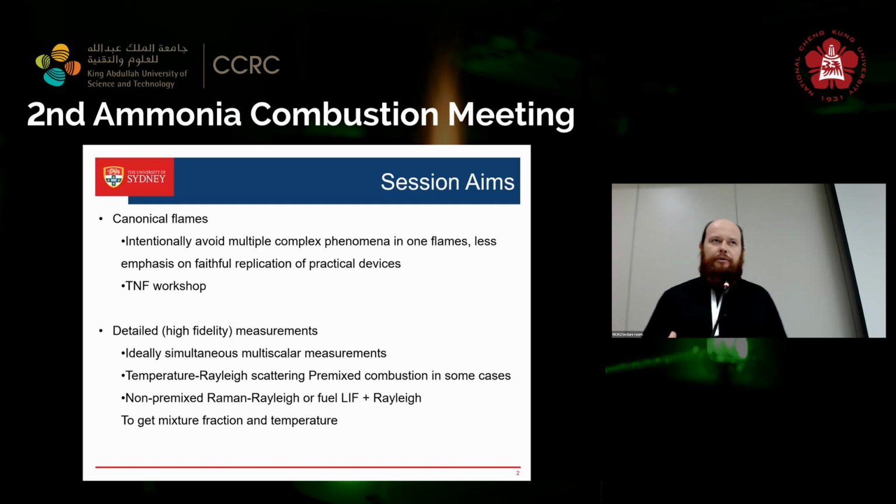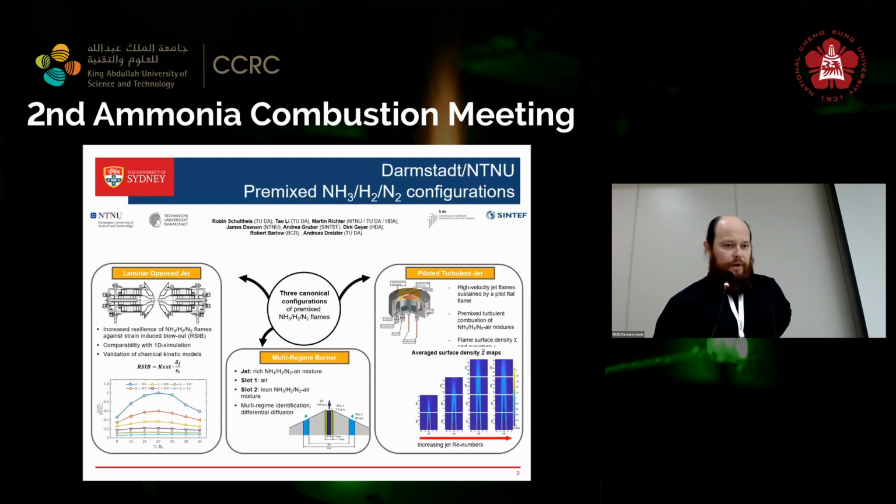The next key component is that when we have an experiment to explore a particular phenomenon, we want to apply very detailed, high fidelity measurements to it. Historically, these benchmark data sets have relied on multiscalar measurements, say, around Raman-Rayleigh diagnostics. In certain premixed combustion cases, simple Rayleigh scattering to derive temperature may be sufficient. But generally speaking, we would like to have mixture fraction and temperature simultaneously, and other minor species. These are very challenging measurements that only a few laboratories around the world have historically been able to deliver.